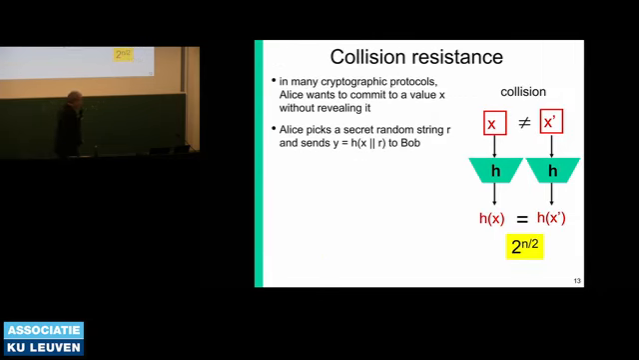So where do you need collision resistance? We'll see a second example later, but the first one is commitments. So in many cryptographic protocols, you choose a value and you want to be bound to this value, but you don't want to leak it yet. And a very good example is an auction. Right? People buy stuff on eBay here.